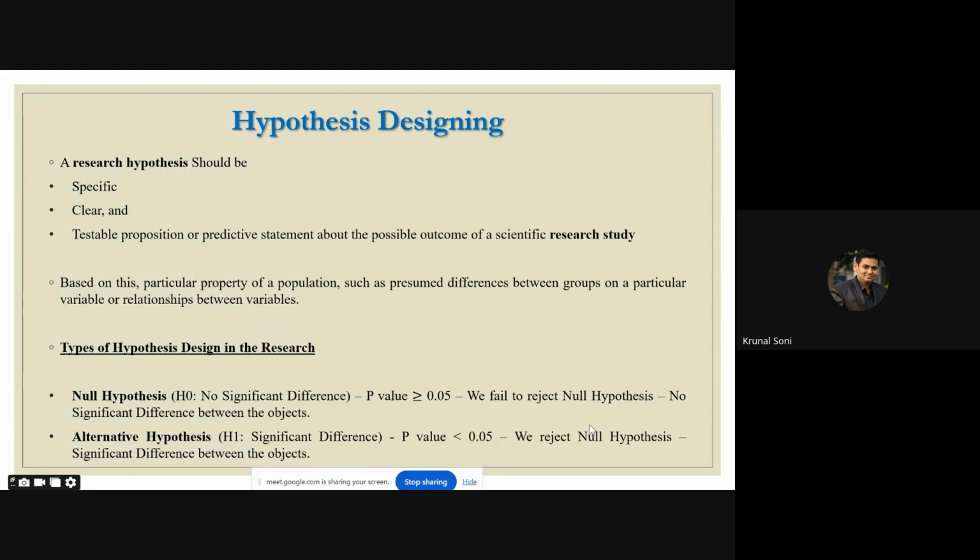That is two aspects. And as far as the acceptance and rejection criteria are concerned, the null hypothesis is always going to be rejected if the p-value comes less than 0.05, and the alternate hypothesis is always going to be rejected when the p-value is greater than 0.05, right? So this is how we have to bifurcate. Okay, so this is called hypothesis design.